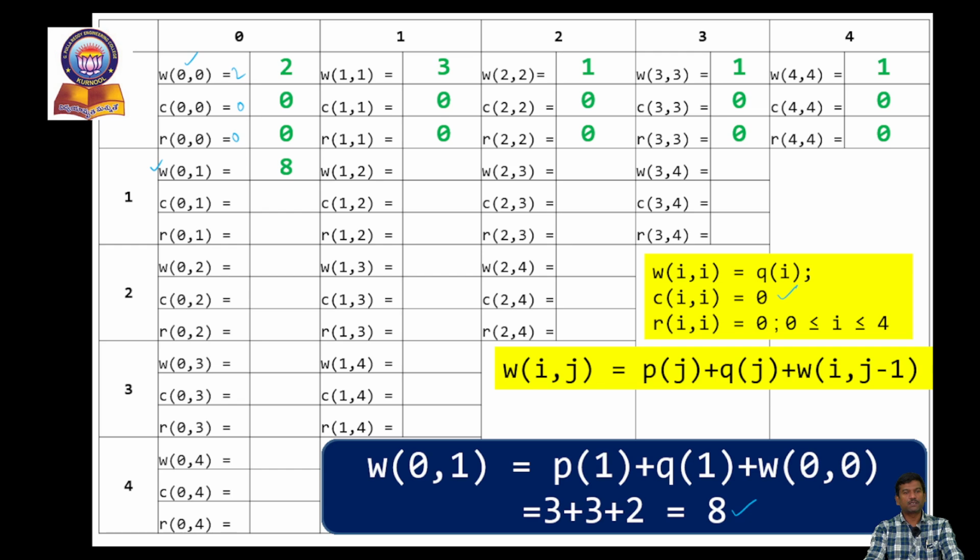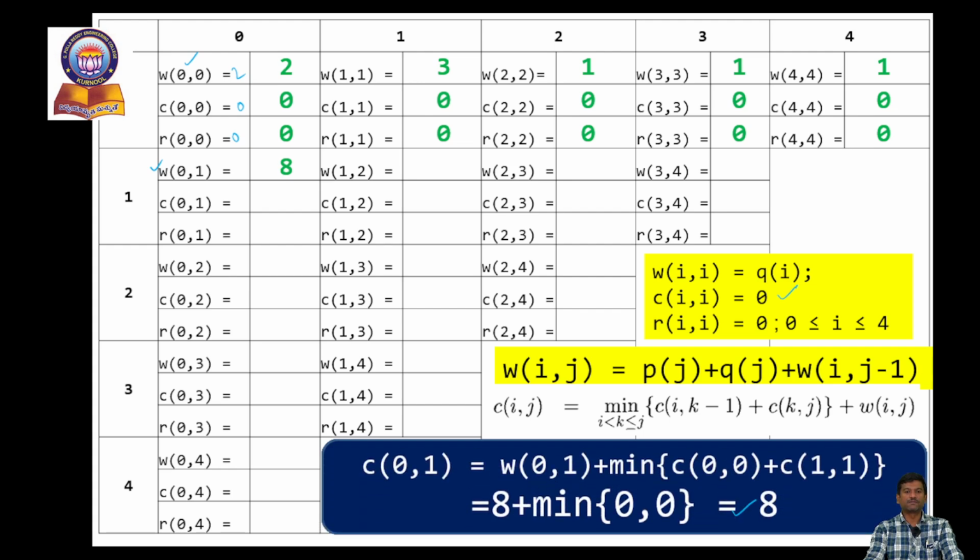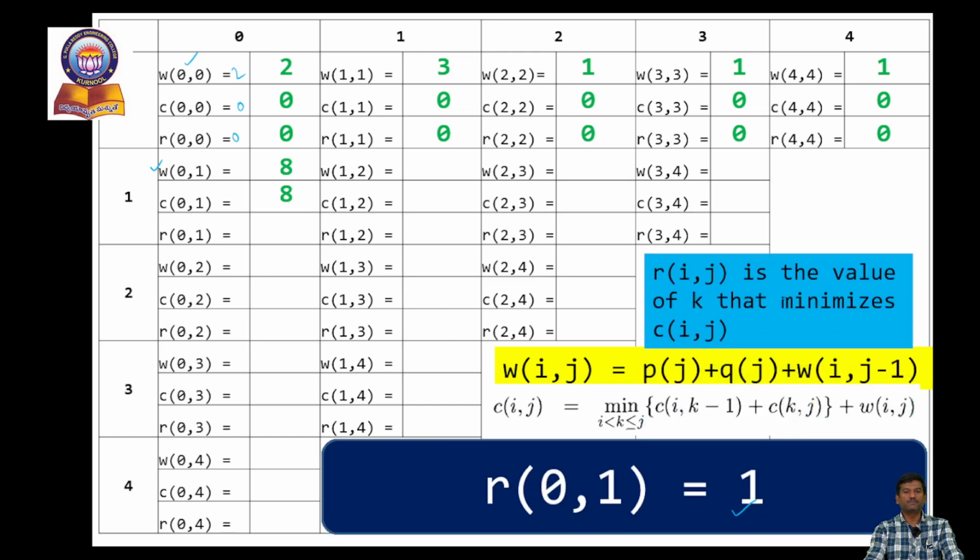And you need to calculate C of 0, 1. What is the formula related to C of i, j? That is minimum of C of i, k minus 1 plus C of k, j plus W of i, j. You'll find C of 0, 1 by substituting the respective values, where you get the value to be equal to 8. And similarly, you'll also find R of 0, j. What does this R of i, j denote? It is the value of k that minimizes C of i, j. So here, the value of R of 0, 1 will be equal to 1.